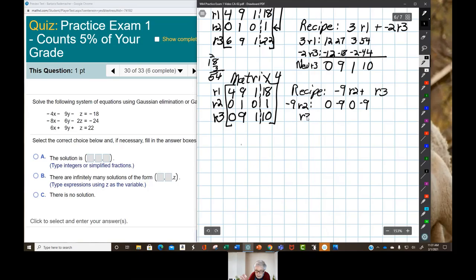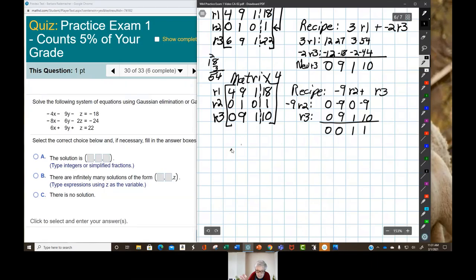And row 3 is 0, 9, 1, 10. Woo woo. 0, 0, 1, 1. Woo-hoo! Okay.